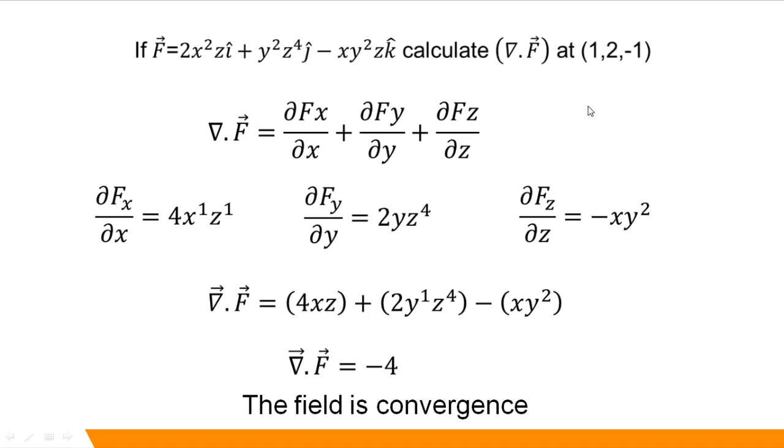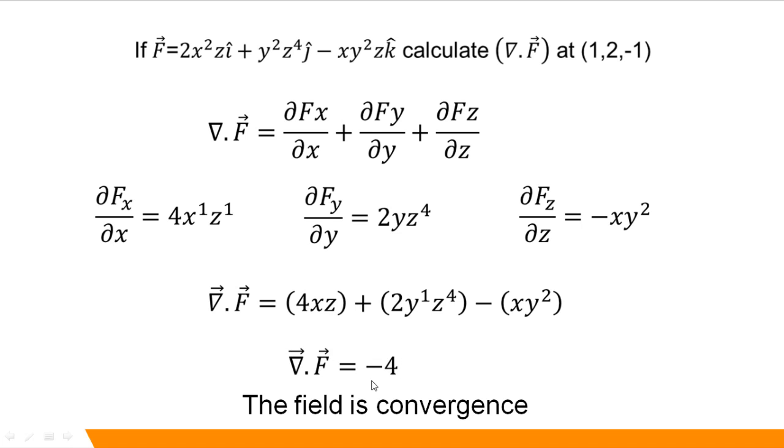Now substitute x equal to 1, y equal to 2, and z equal to −1. The first term becomes −4, and in the second case 2 times 2 becomes 4, and (−1) to the power 4 is 1, so this is 4. First is −4, second is 4, so they cancel. In the third term, x equals 1 and y equals 2, square it, so that is 4, but the minus is already there. Therefore del dot F is −4. So this particular field is acting like a sink, or it is a convergence.